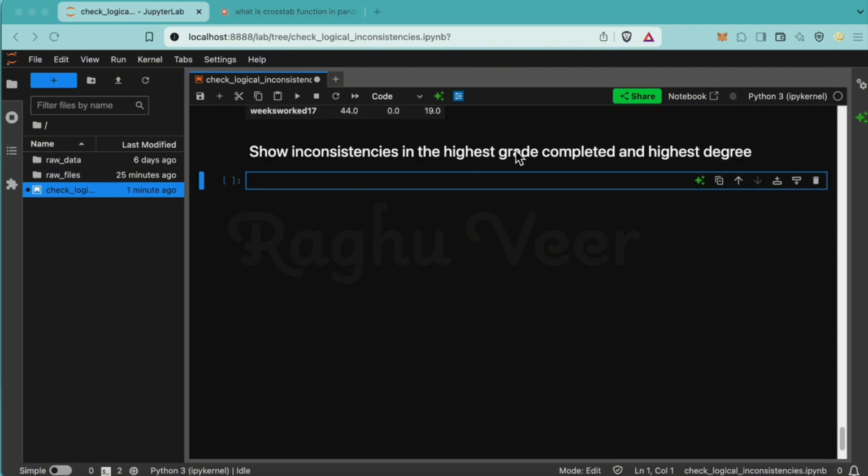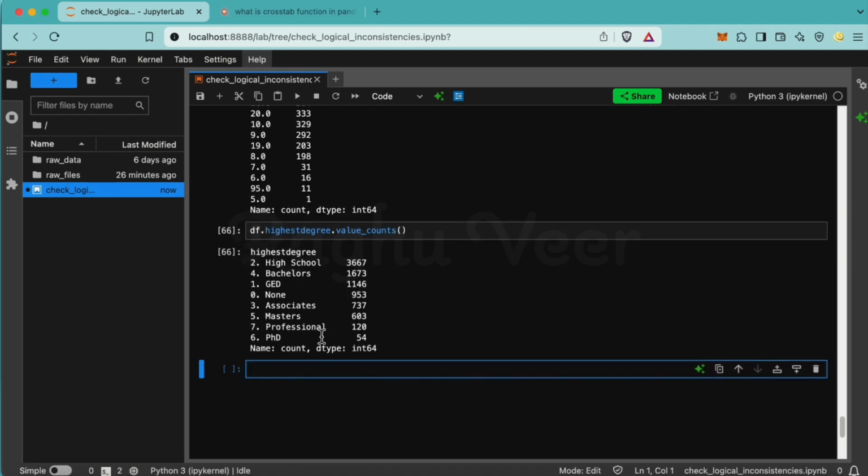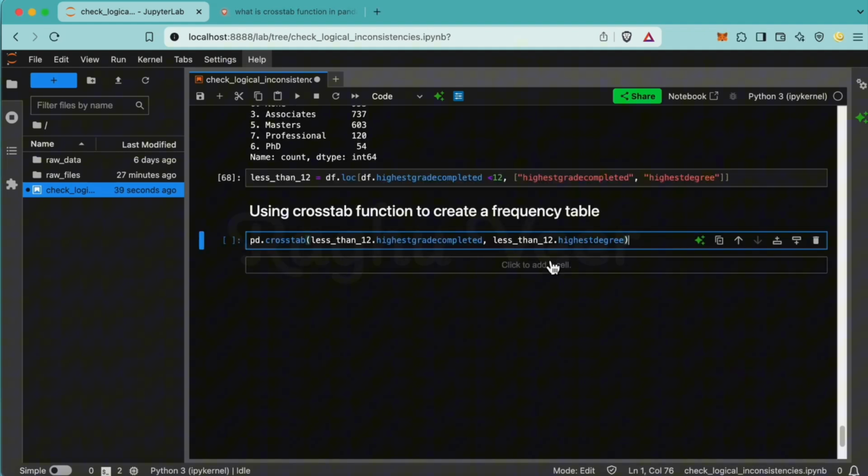Finally, we look at the highest grade completed and highest degree columns and find any inconsistencies between them. I want to look at people whose highest grade completed is less than 12. I'm selecting the rows where highest grade completed is less than 12, and I'm taking these 2 columns. Now let's use crosstab to have a frequency table of these 2 columns.